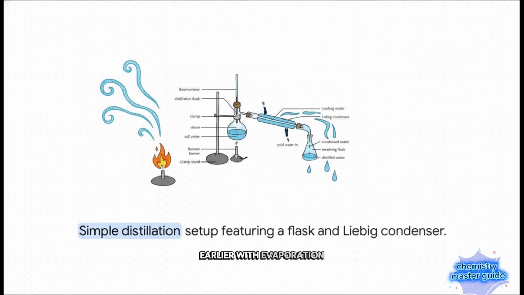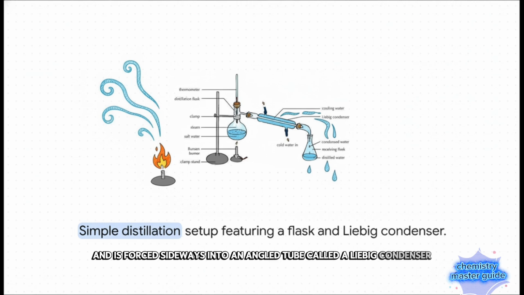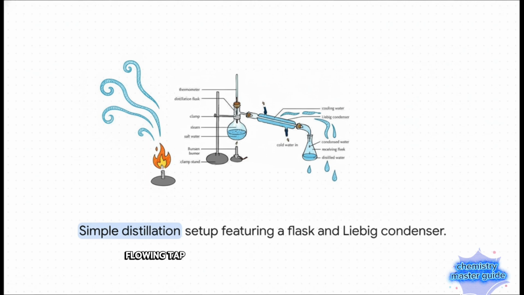Earlier, with evaporation, we just let the liquid escape as a gas into the room and kept the solid. Simple distillation is brilliantly designed to rescue both. We heat the mixture in a round-bottomed flask. The vapor rises up, but instead of escaping out the top, it gets trapped and is forced sideways into an angled tube called a Liebig condenser. And this condenser is really clever. It has an outer glass jacket that is constantly filled with cold, flowing tap water.